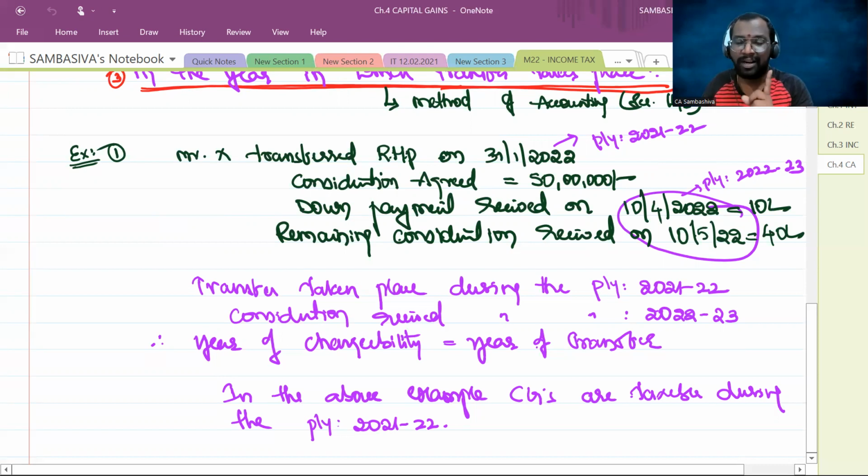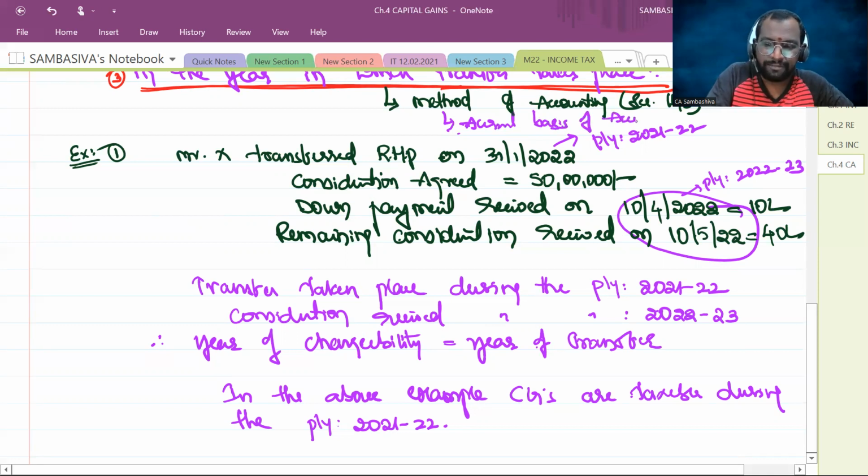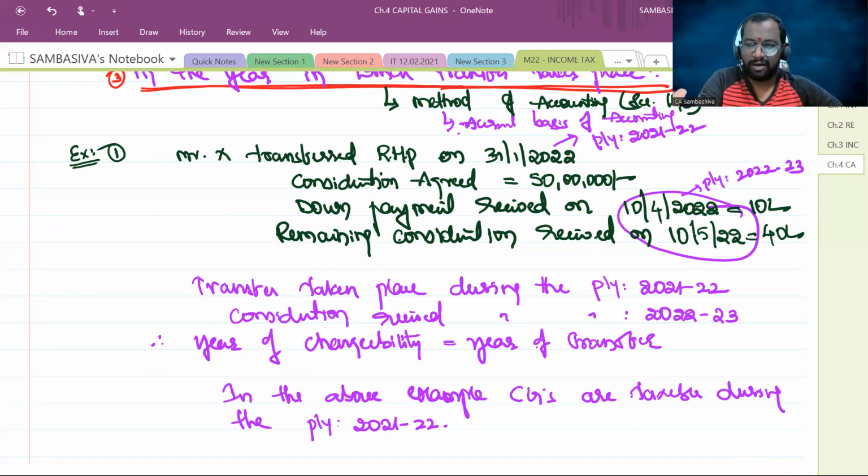Clear? So that is why it is said the method of accounting applicable for capital gains, what is the method of accounting? Accrual basis of accounting. If you remember, sir, in the first chapter itself, I have given a table in which I have given you the method of accounting applicable to all the 5 chapters. Let me take you there.